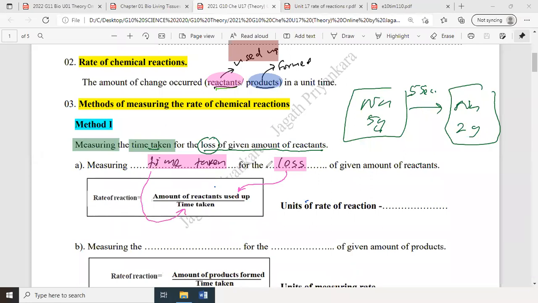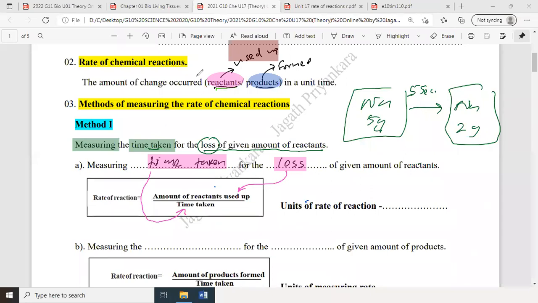So then what are the units we use for the rate? There's no definite unit for the rate. Sometimes for the SI unit we put seconds or something, but there's no rule like that. You can mark with a pencil like that. The loss will be the numerator and the denominator will be the time taken, right?